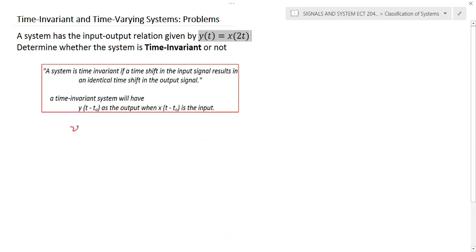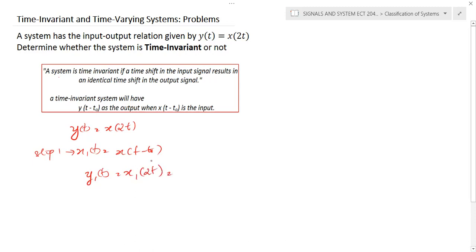We'll see one more problem. So here you can see that again y of t is given by x of 2t. Okay, so in step 1 we will apply an input x1 of t, which is simply the shifted version of the input, that is x of t minus t0, and the corresponding output is y1 of t. Then you can write x1 of 2t, and x1 of 2t becomes the shifted version of the input signal, that is x of t minus t0. So only concentrate on this particular portion. So you can simply write x of 2t minus t0. Don't replace t with t minus t0.